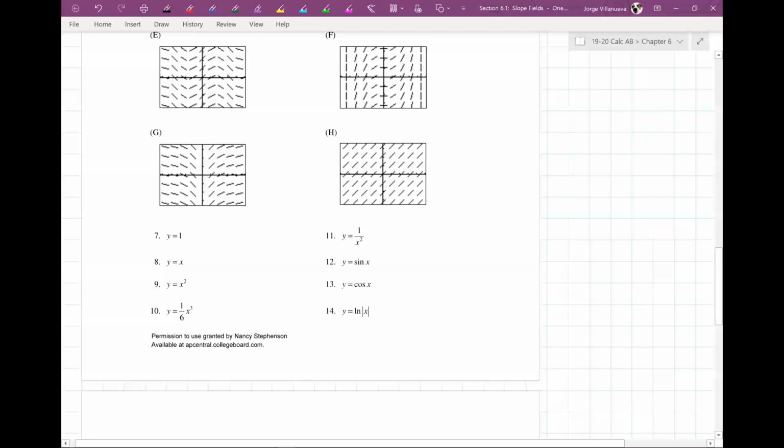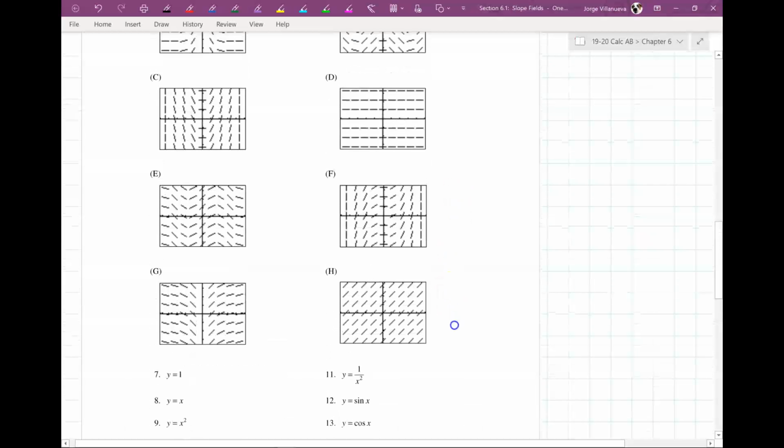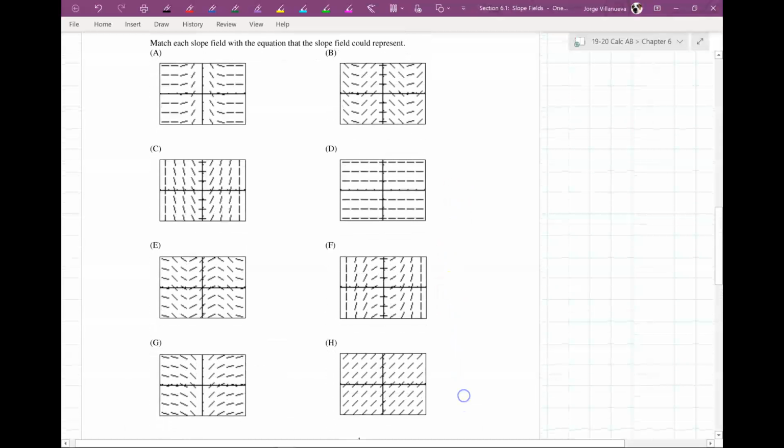Let's look at 9. Y equals x squared. Which one seems to look like y equals x squared? C does. Okay, why? Because it kind of has this shape to it, right? It kind of looks like that. So that's why that's x squared.